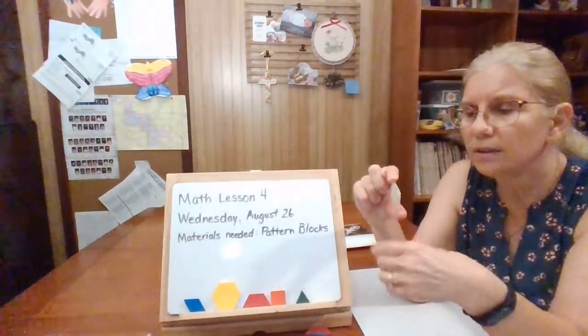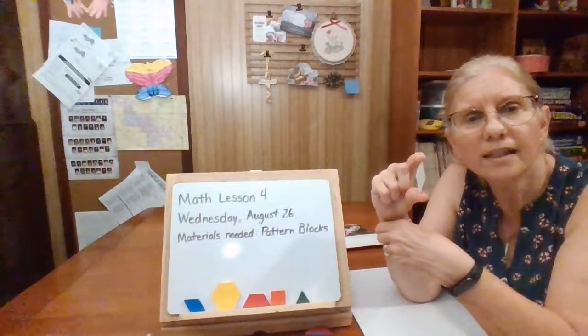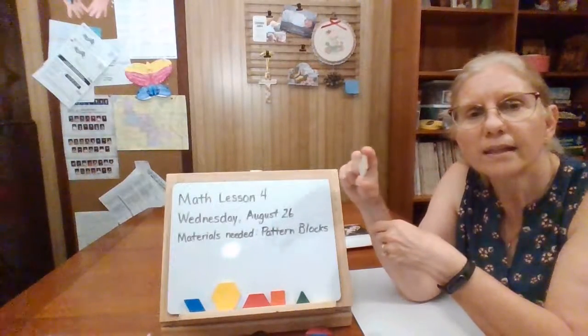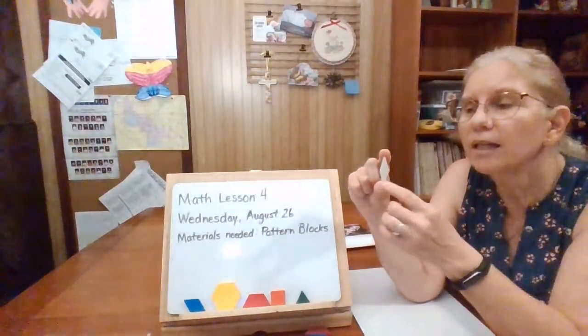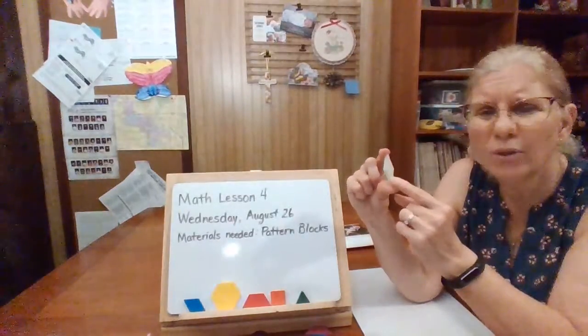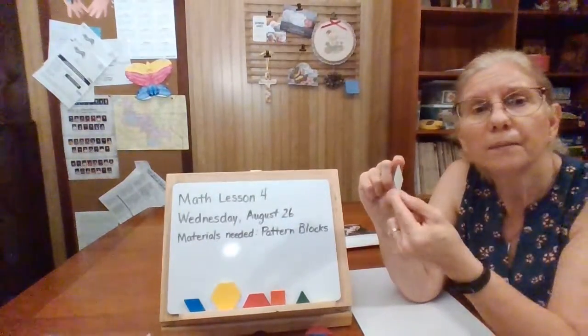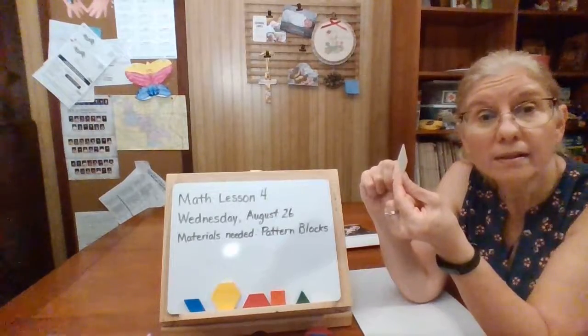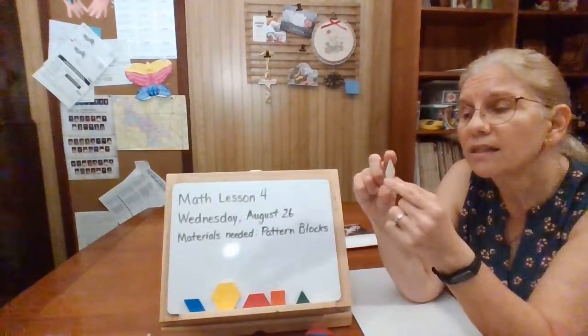And the last one looks kind of like a skinny diamond, but it is a rhombus. And it can be either tan or white. I think I tried to make everybody's tan. So these are the rhombuses, and they kind of look like a skinny diamond.